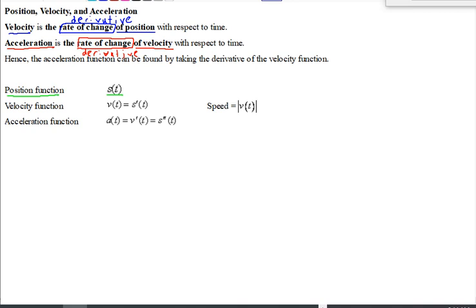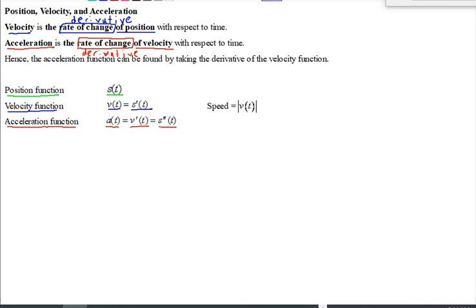then to go to velocity, you can write it as v of t, or s prime of t. It's the first derivative of position. You take the derivative once. And then if you need acceleration, then you take the derivative again. So you can write it as a of t, or it's the first derivative of velocity, which is the same as the second derivative of position.